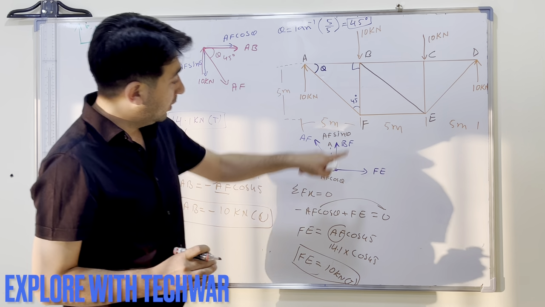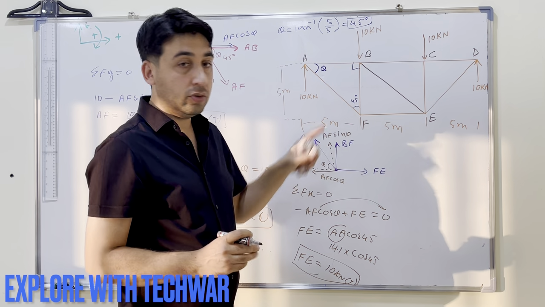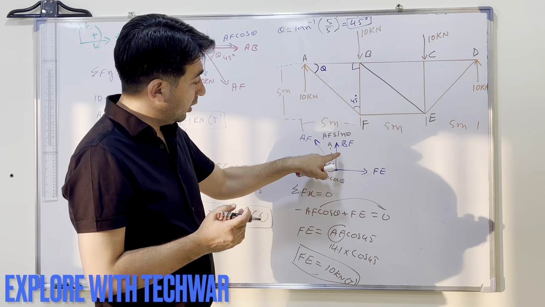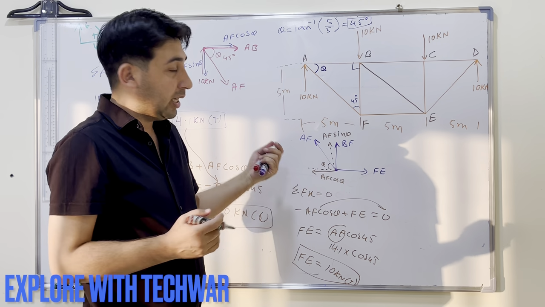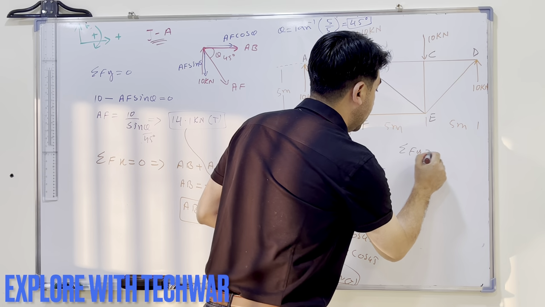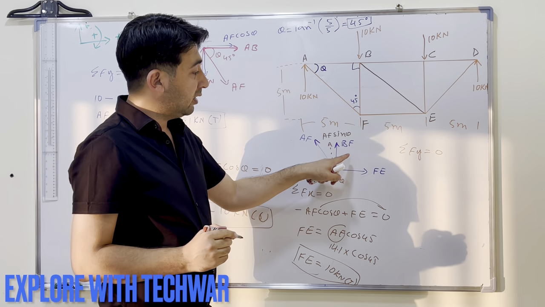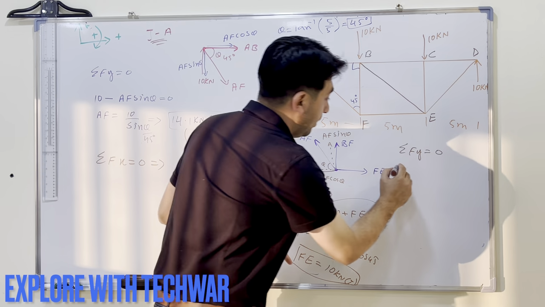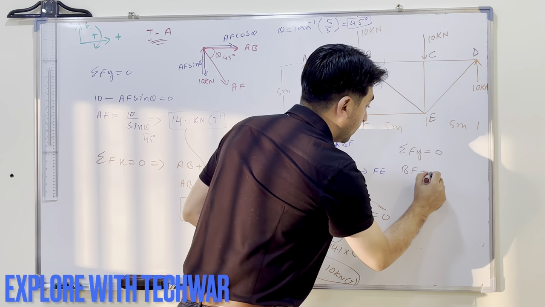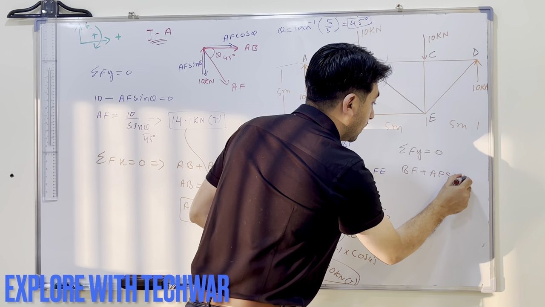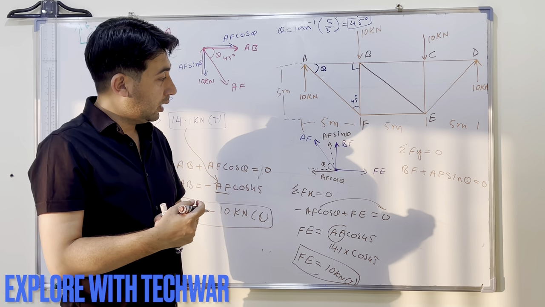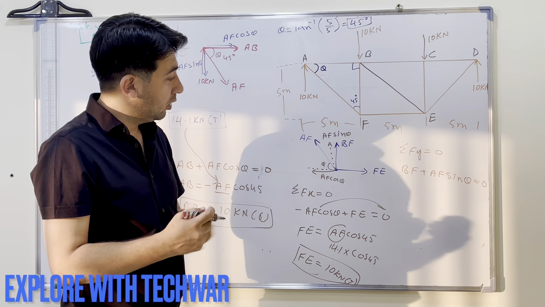What is left at this joint? BF. We need to find BF. So how to find BF? Look, if I take the sum of the forces in the y direction, I can easily find BF. Sum of the forces in the y direction equal to 0. What are the forces in the y direction here? BF plus AF sin theta equal to 0. These are the only forces in the y direction. So we want to find BF.